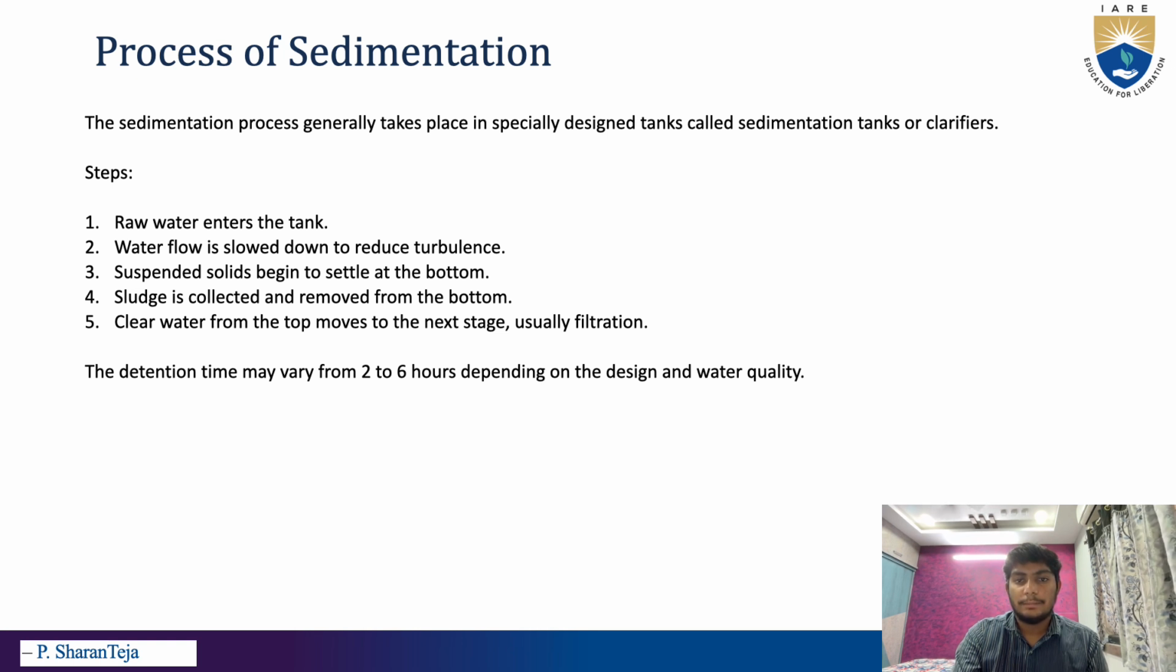Step 4: Sludge collection. The settled material is called sludge. It is collected and removed. Step 5: Clear water outlet. The clear water from the top goes to the next stage, usually filtration. The detention time is generally 2 to 6 hours depending on the size of the tank. Sedimentation greatly reduces turbidity and prepares water for further purification.